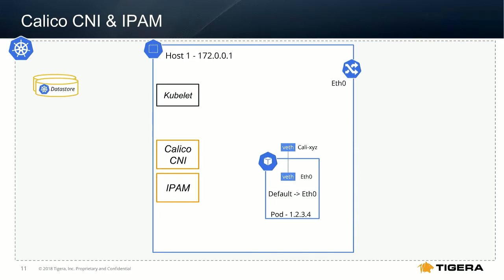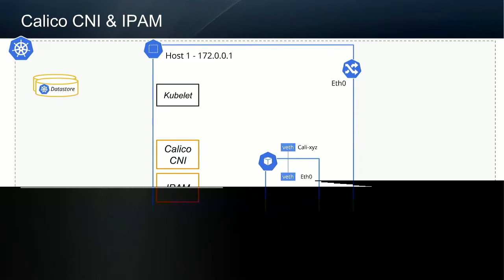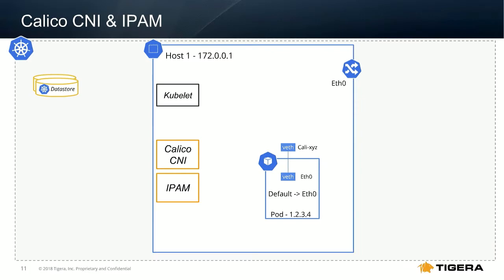So in a nutshell, what happens in the Calico CNI case is that the kubelet calls out to the Calico CNI plugin and either the host local or the Calico IPAM module. And when it's asked to network this particular pod, it finds a way to assign an IP address to the pod and then gets that pod connected to the network.